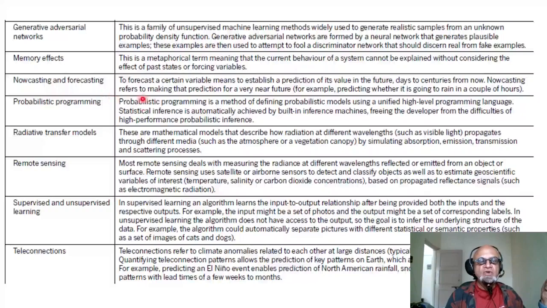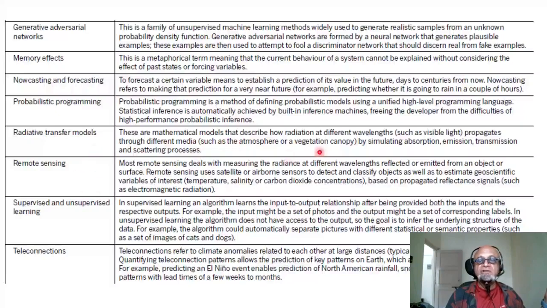Nowcasting, forecasting, you already know that. To forecast a certain variable means to establish a prediction of its value in the future, days to centuries from now. Nowcasting refers to making that prediction for a very near future. For example, predicting whether it's going to rain in a couple of hours. So nowcasting is very near real-time information, and this is what we do for floods. 15-minute information will be needed to take decisions on whether to turn on the pump to start dealing with the flooding and so on. Radiative transfer models are very important.